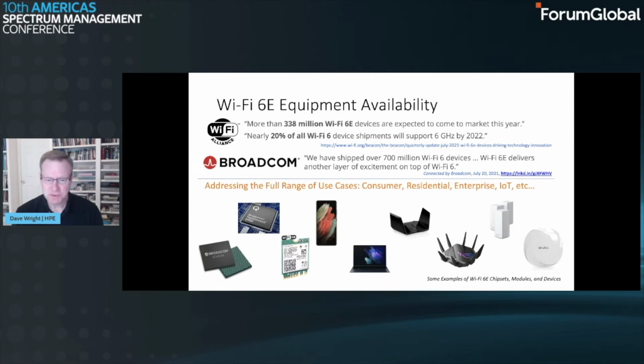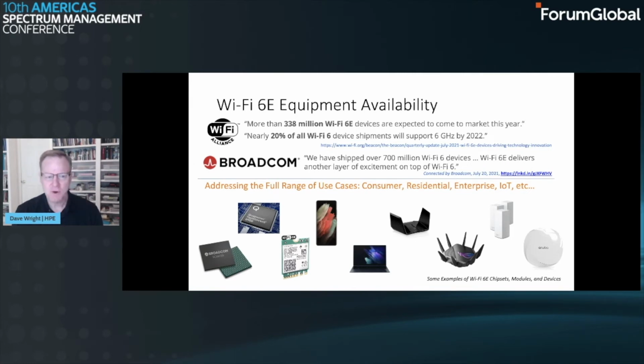IoT, so smart speakers and things like this coming to market. And then finally, on the far right, we're showing the Aruba 635, which is the first announced enterprise class Wi-Fi 6E access point. HPE was very proud to announce that back in May, and we're shipping it this quarter. So again, the full range of Wi-Fi use cases are now available for the 6 gigahertz band.